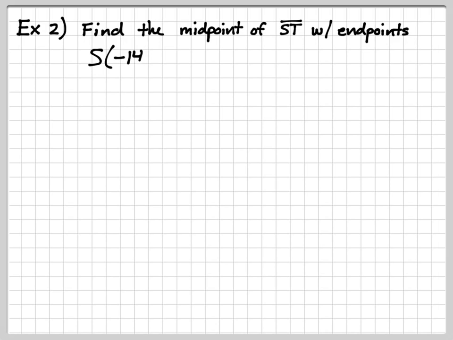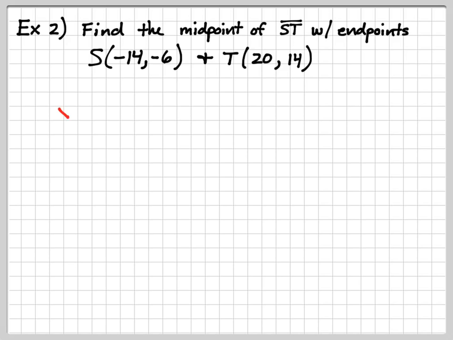Example 2. Find the midpoint of ST with endpoints S is negative 14, comma negative 6, and T is 20, comma 14. Now, this would be a scenario where I'm not going to waste my time graphing. I think those numbers are a little bit too big to put on a graph.